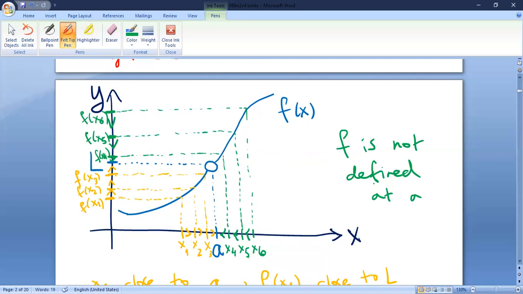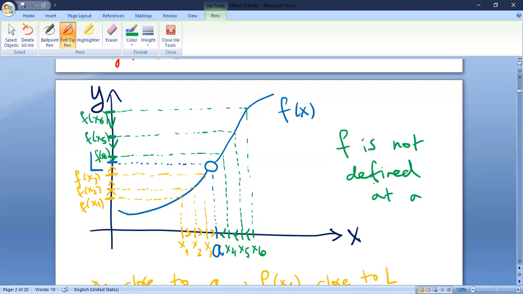When we look at these points, I labeled them with yellow and green ones. The yellow ones are inputs which are smaller than a. So x1 is smaller than a, x2 is bigger than x1 but still smaller than a, and x3 is smaller than a but bigger than x2. So x1 is close, but x2 is closer, and x3 is even closer. Similarly, x6 is close to a, but x5 is closer, and x4 is even closer. So we are approaching a. These are the inputs, x1, x2, x3, x4, x5, x6.